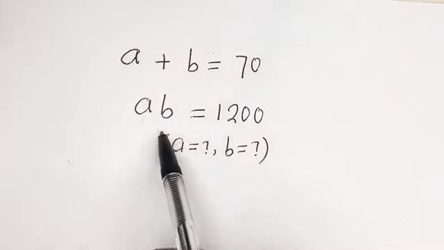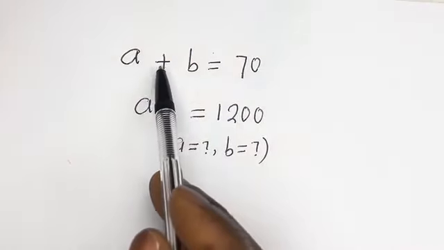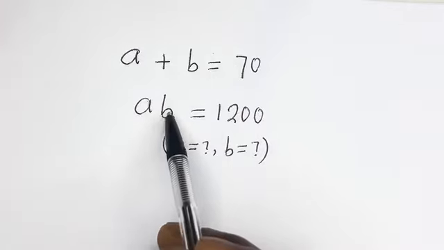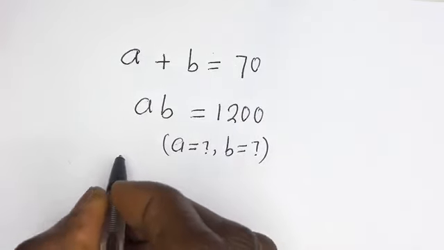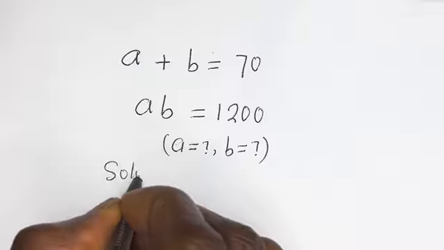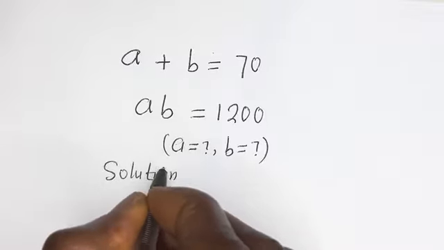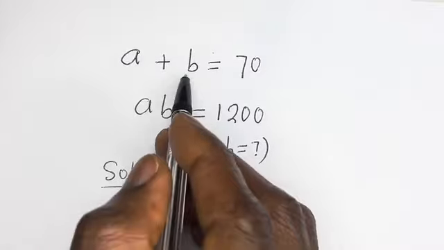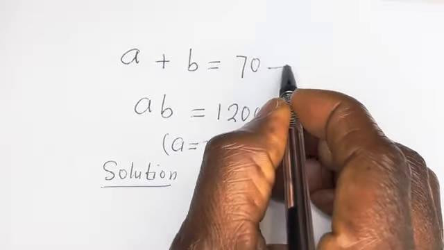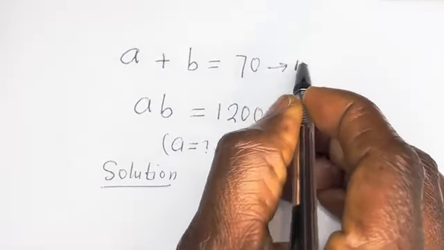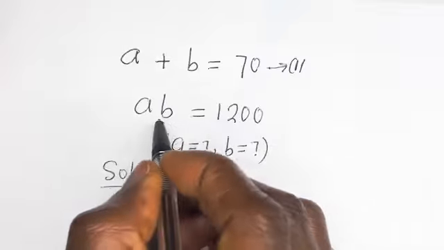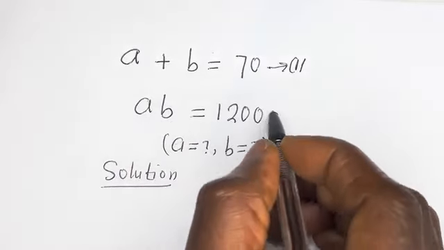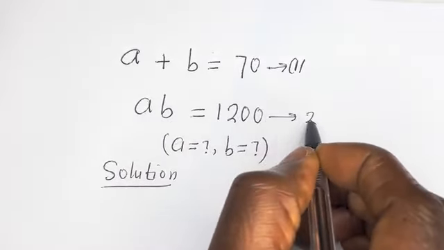Hello, how to solve for A and B in this equation? A plus B is equal to 70. AB is equal to 1,200. Solution. A plus B is equal to 70. Let us call this equation 1. AB is equal to 1,200. Let us call this equation 2.